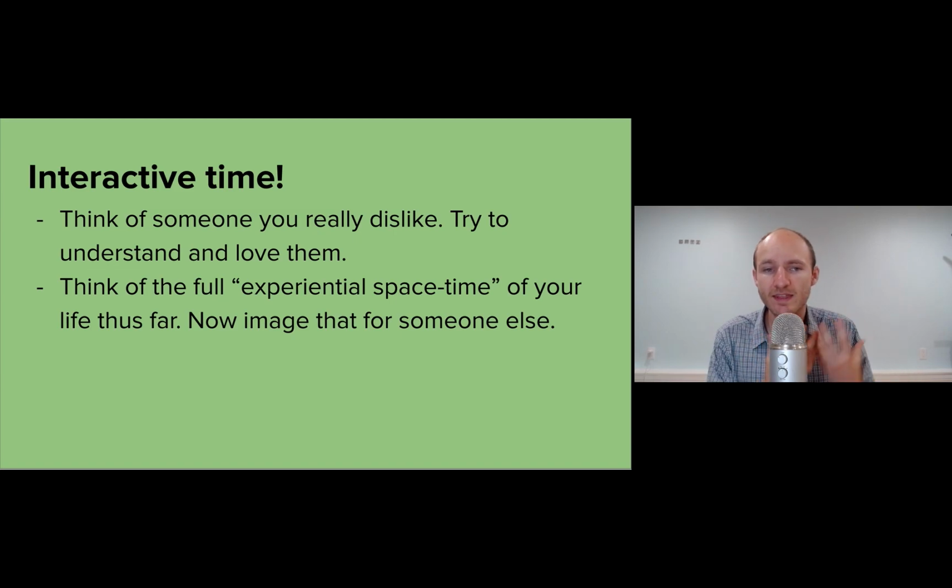Second, think of the full experiential space-time of your life thus far and imagine that for someone else. By experiential space-time, I mean all the experiences you've had as a person. It's so many. For me, I'm 29 years old, I've had a lot of stuff happen in my life. Wow, cool. What about someone else? They've had so much happen too. Try to really empathize and understand what that must be for someone else. There's so much life out there.